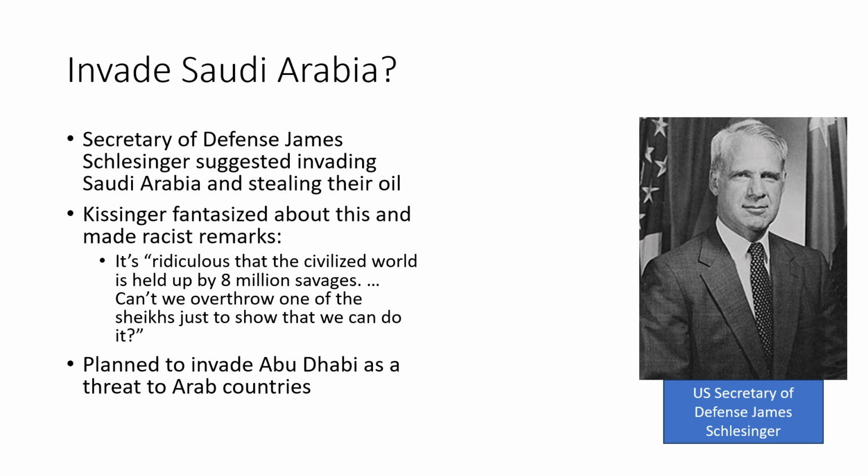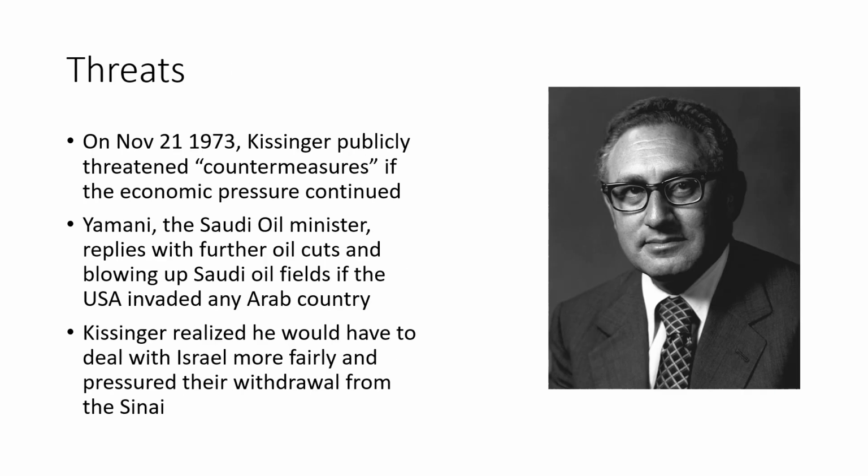They actually planned to invade Abu Dhabi and Saudi Arabia as a threat to Arab countries, seize their oil, and threaten them, so that Israel could keep its territorial gains and maybe even continue their wars and take more. Then on November 21st, Kissinger publicly threatened "countermeasures" if the economic pressure continued. The Saudis knew exactly what he was referring to, and Yamani, the Saudi oil minister, replied that there would be further oil cuts, and they would even blow up Saudi oil fields if the USA invaded any Arab country.